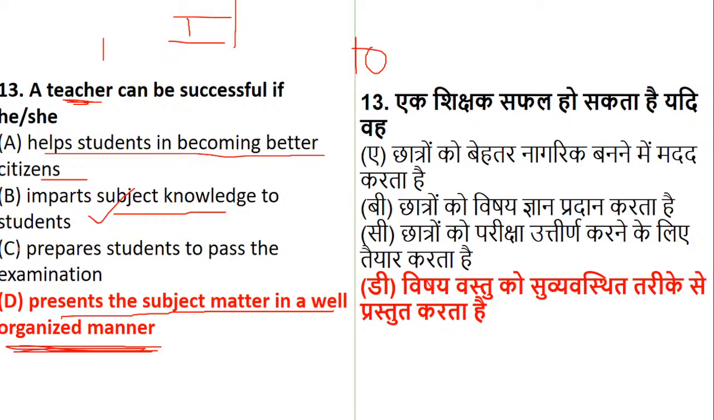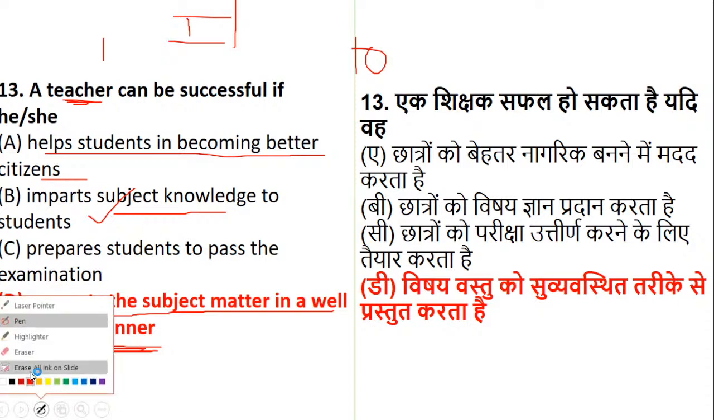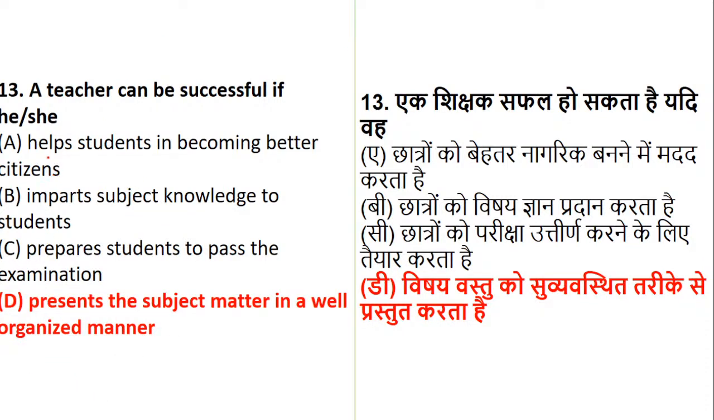Why not option A? Okay, see, when we are talking about option number A, it tells that help students in becoming a better citizen. But we have known that teachers play an important role in modification of complete behavior. We are not sending the students to schools to become a better citizen. We learned yesterday itself, learning does not give maturity. Remember that very well. So it is very, very important that we have to ensure that the teacher presents the subject knowledge.